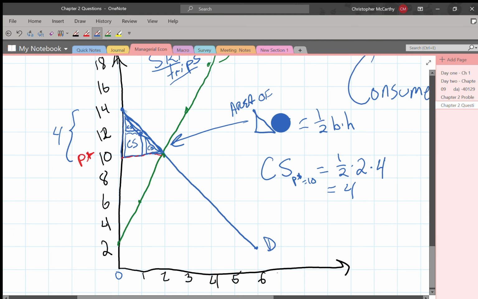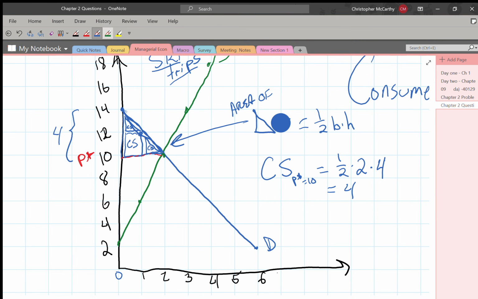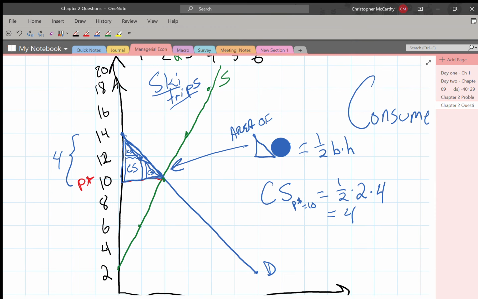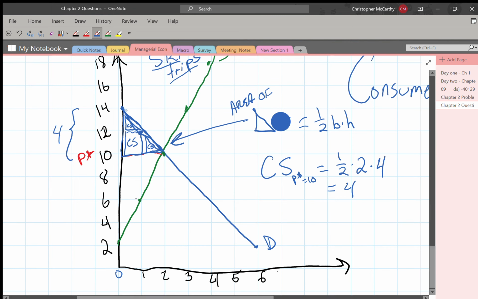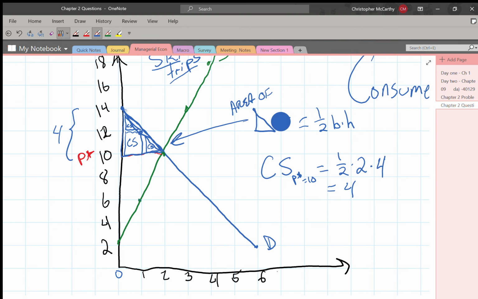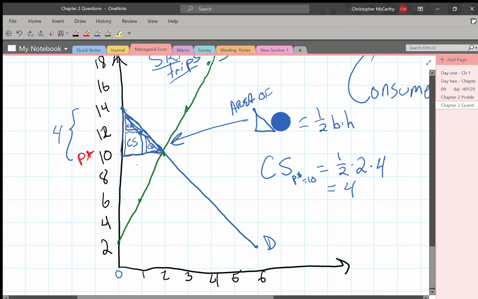So a similar flip side of this is if you are a producer, this supply schedule is telling you the amount of ski trips that you're willing to produce and supply at given prices. And so there's somebody who's willing to provide a ski trip for $6,000. But are they providing it for $6,000? No, they're getting $10,000, right? So all that extra bit right there is their producer surplus.